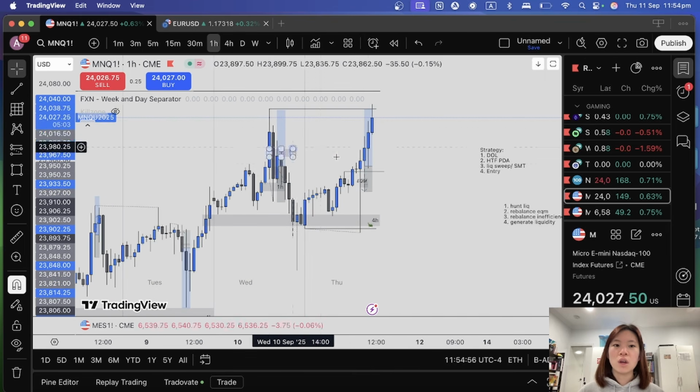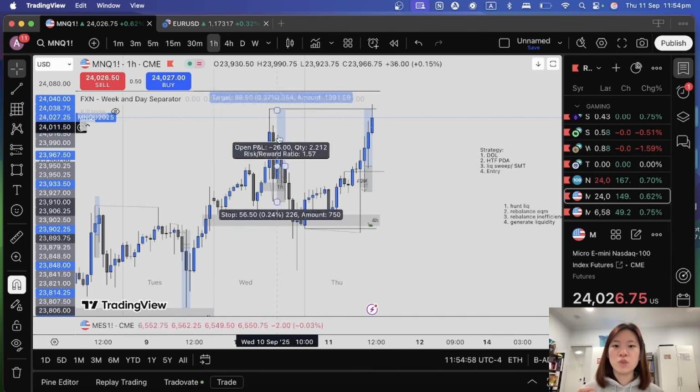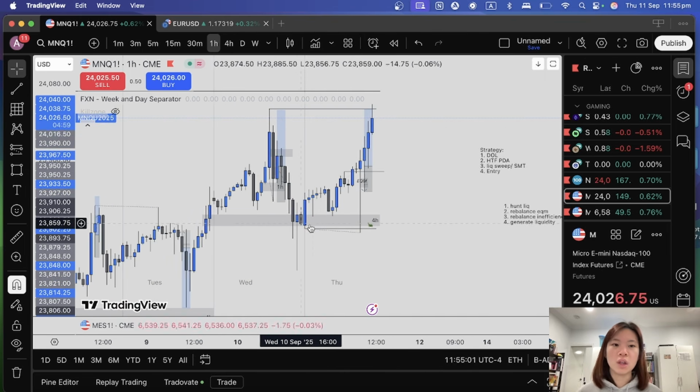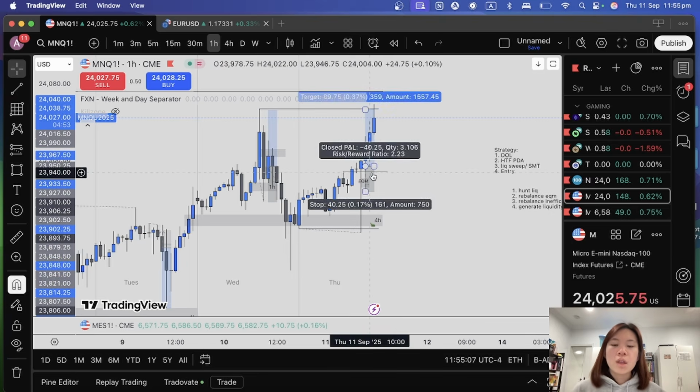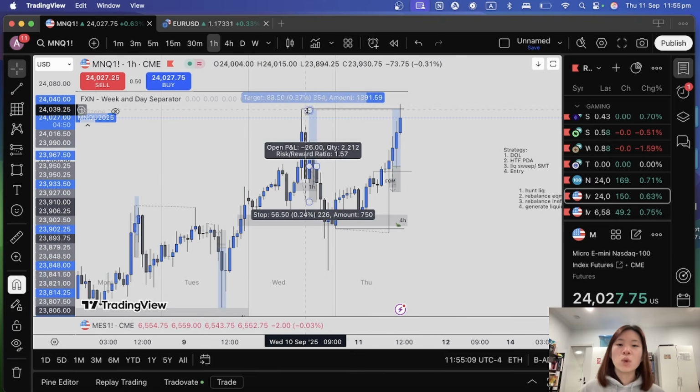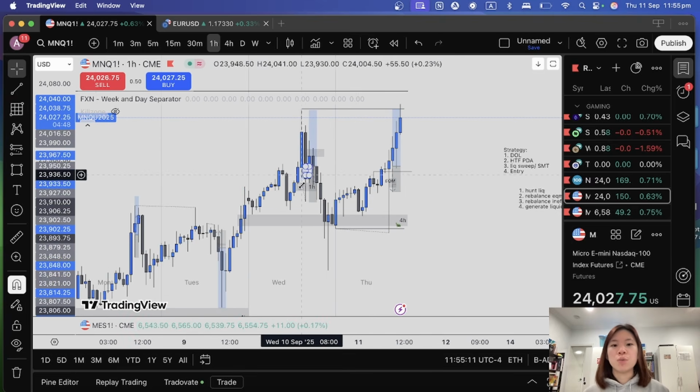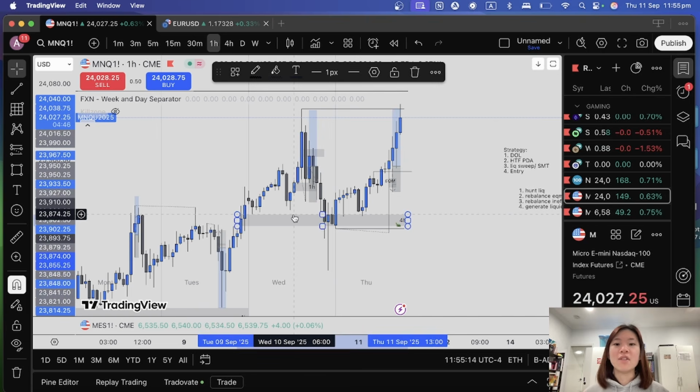So with this move down, we're doing 3 things actually. We're generating liquidity, we're rebalancing to equilibrium, and we're rebalancing to an inefficiency. So that is why I should have taken more consideration of this, just because of the fact that there was a H4 fair value gap that is in discount.